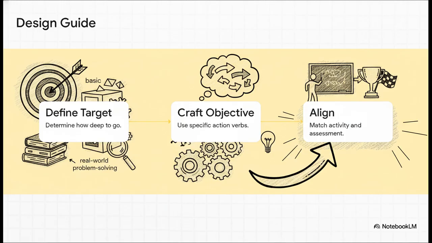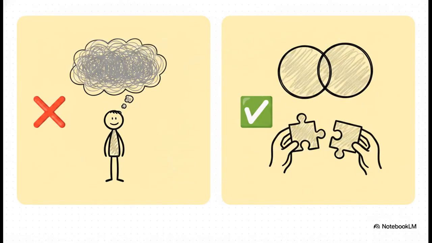Honestly, before you write a single word of your lesson plan, you have to ask yourself, how deep do we need to go here? If it's basic terminology, just aim for levels 1 and 2. But if it's real-world problem solving, you gotta aim for 5 and 6. Step 2, craft your objectives using those action verbs we just talked about. And step 3, and please don't skip this one, align the classroom activity and the final assessment directly with whatever verb you chose.